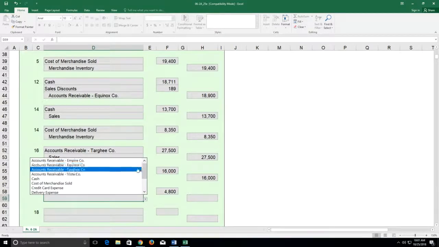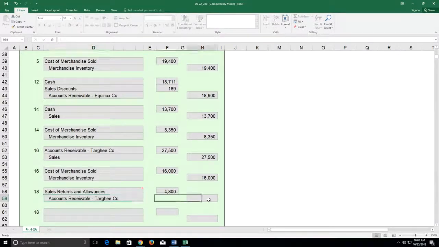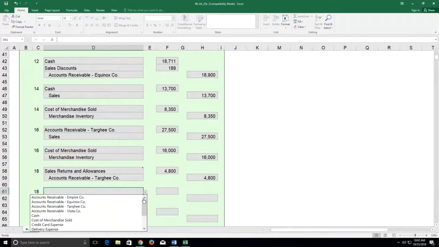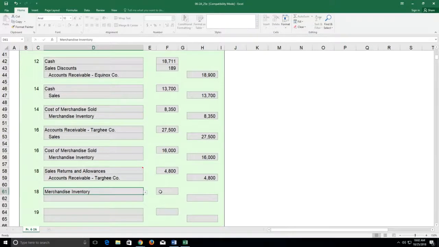And we're going to have a credit to accounts receivable for Target because we want to take off the books $4,800. They no longer owe us $27,500. They owe us $27,500 minus the $4,800. Now we put it back into our merchandise inventory for the amount that it's valued at, $2,900, and take it back out of our cost of merchandise sold for that same amount. Otherwise, our expenses would be overstated and our assets would be understated.